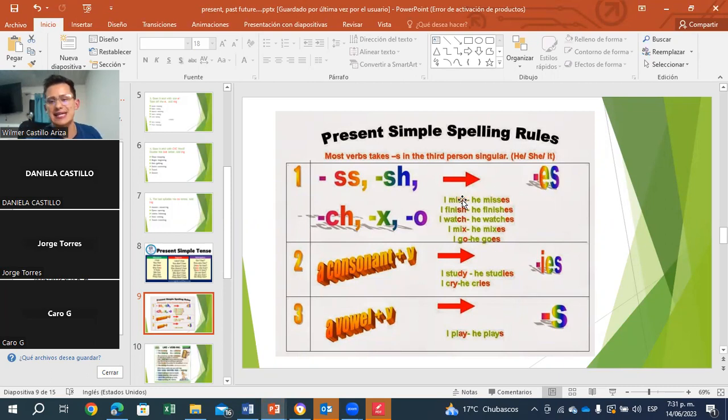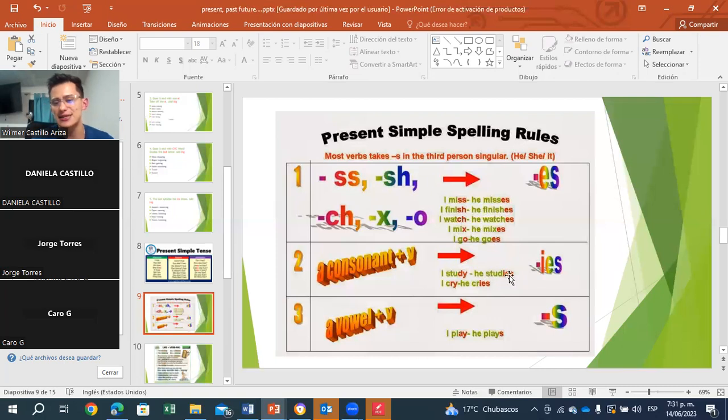Pero cuando el verbo termina en SS, SH, CH, X u O, no solo le ponemos una S, sino una ES. So in this case, I miss, he misses. I finish, he finishes. I watch, he watches. I mix, he mixes. I go, he goes. He or she goes. I go to the gym, she goes to the gym. Okay, that's the first rule. The second one, when the verb ends with Y and the last one is a consonant, we have to delete the Y and change it for an I. So in this case, we add IES.